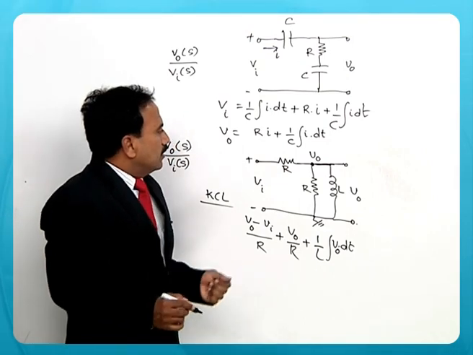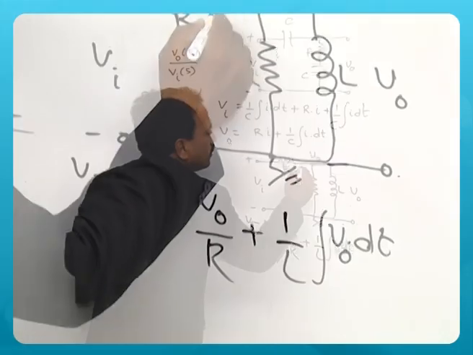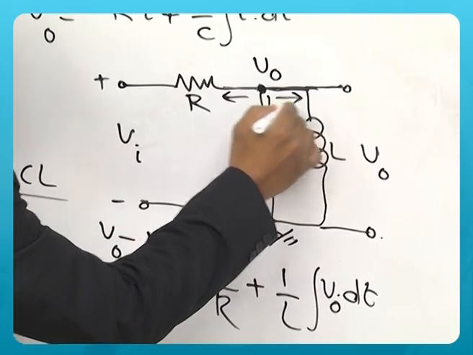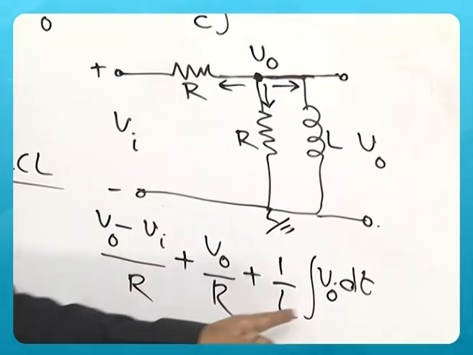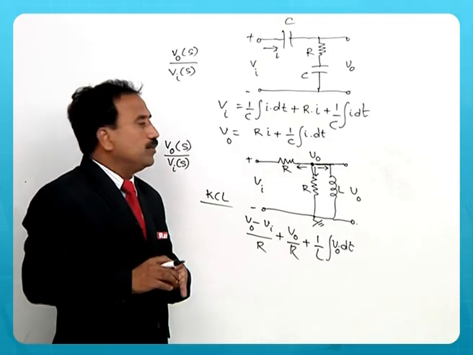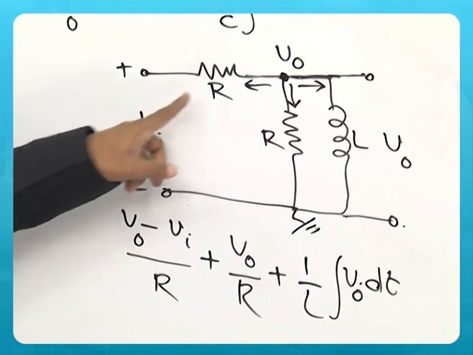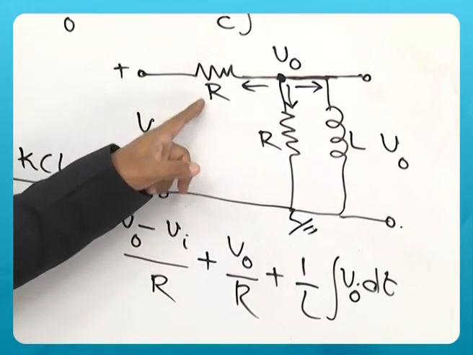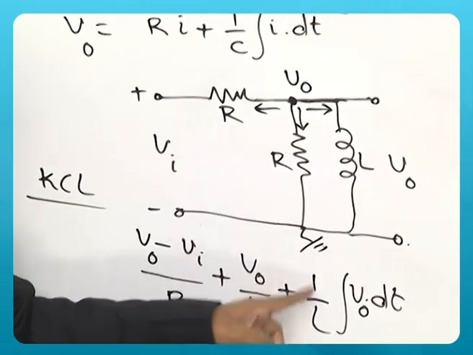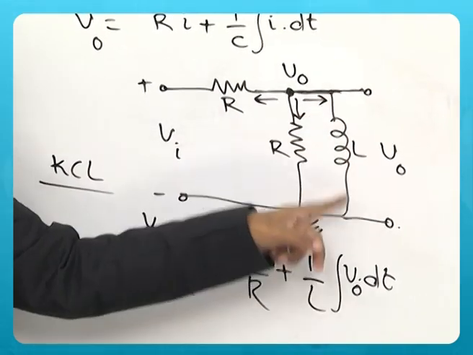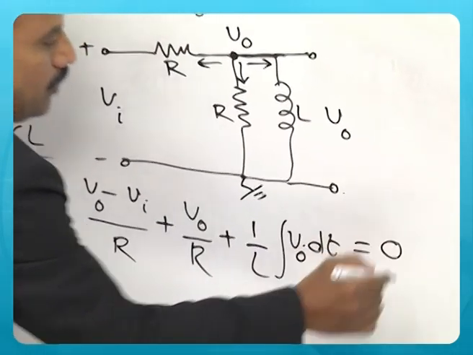The assumption here to develop this equation is that all the currents are leaving the node. With that assumption, I apply KCL. All the currents are leaving the node, assuming that V naught is at higher potential. So V0 minus Vi by R is the current in this branch, V0 by R is the current in this branch, and 1 by L integral V dt is the current in the inductor. So you have got a single equation, and this is equal to 0.